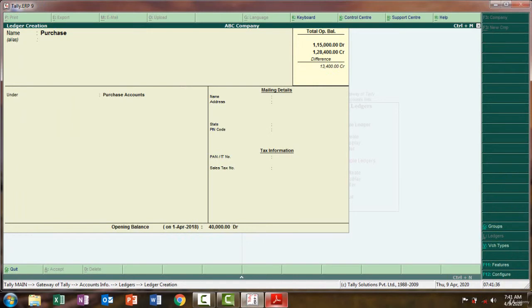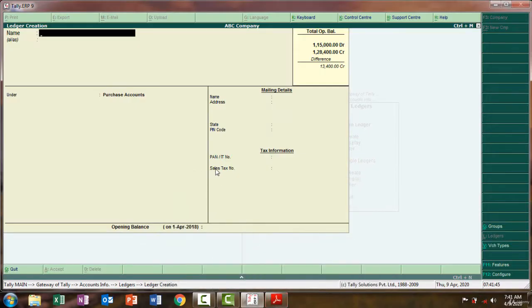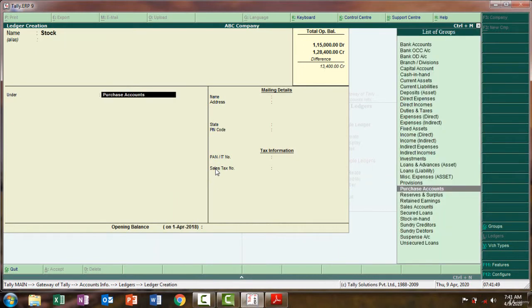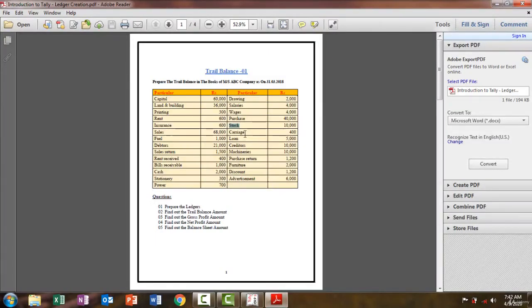Debit. Okay, then the next one is stock. For stock, we have an account called stock in hand, so we can type stock, yes, and then we are going to put the amount 10,000, debit, yes. And the next one is carriage.